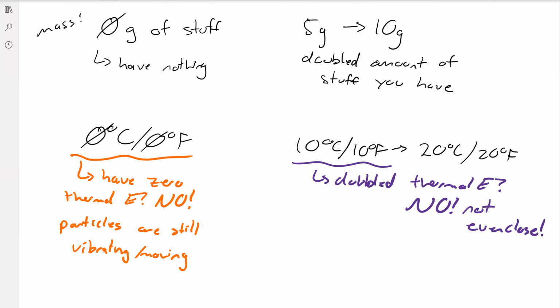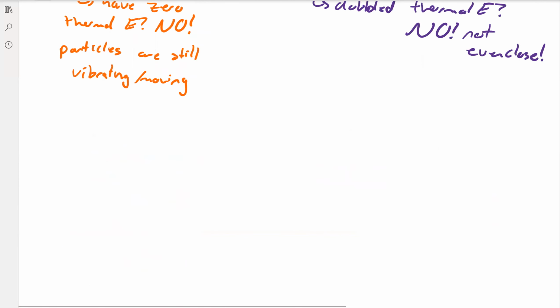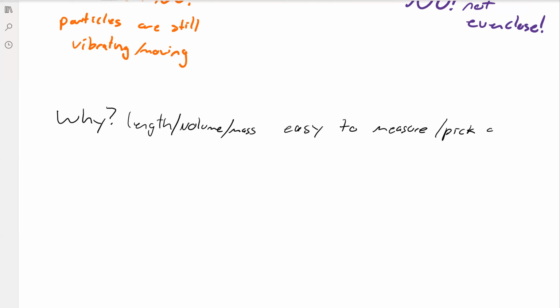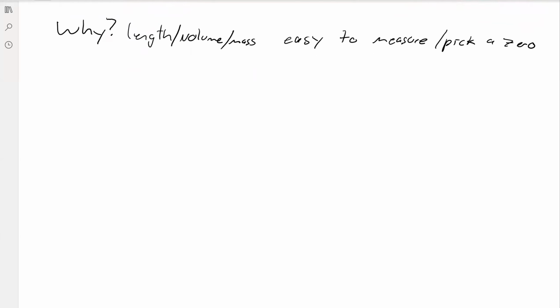And so what's going on? Why do these other units make sense while temperature doesn't? Well, if we think about it, length, volume, mass, they're relatively easy to measure and pick a 0. What is 0 length? Well, it's no length. What is 0 mass? Well, it's no mass. You don't have anything there. 0 volume, you have no volume.